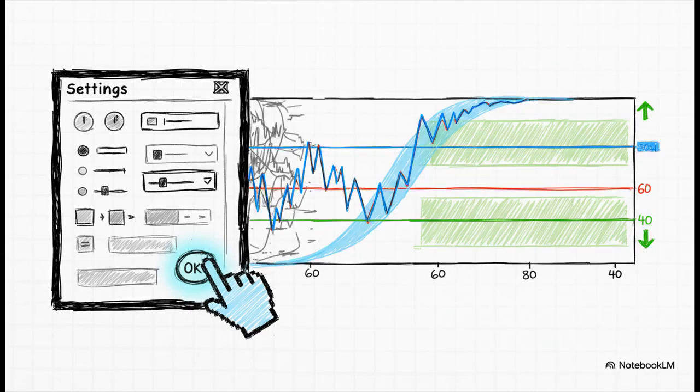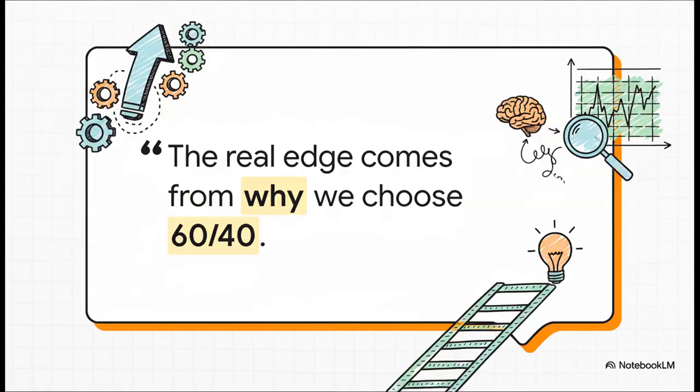So go ahead and click OK. And just realize, what's on your screen now isn't just some generic RSI anymore. You've got a customized tool now, a tool built on a specific framework designed to help you see the market in a whole new light. But, and this is a big but, as our source makes crystal clear, just copying these settings isn't the magic trick. The real power, the real edge, comes from understanding why. Why 60? Why 40? It's all about the logic and the strategy behind those numbers.